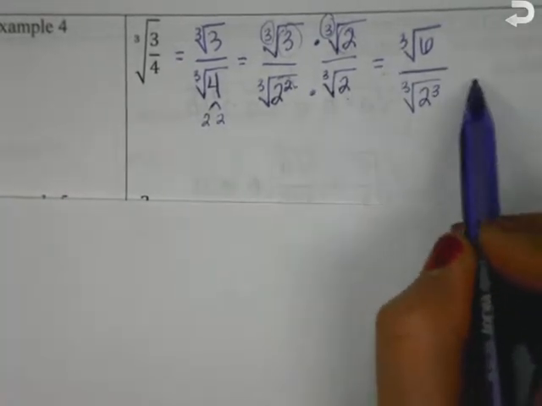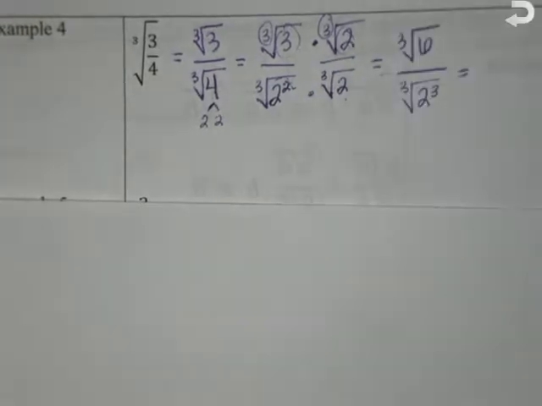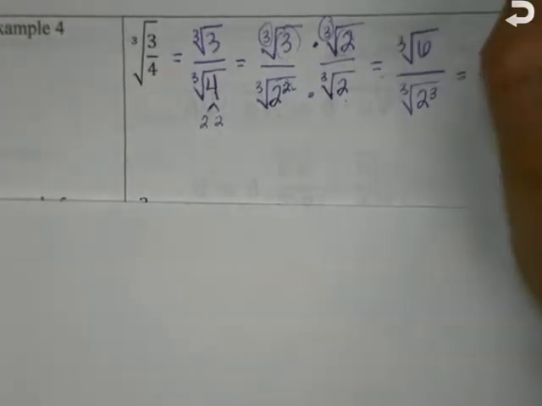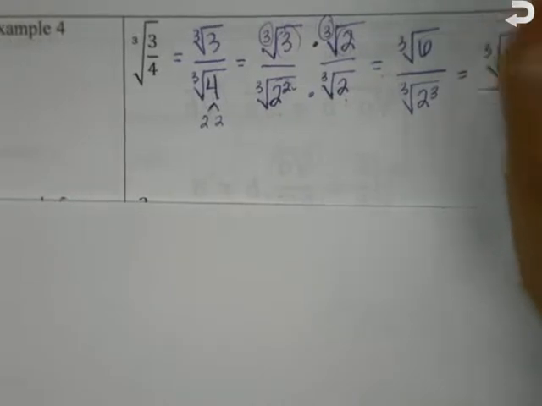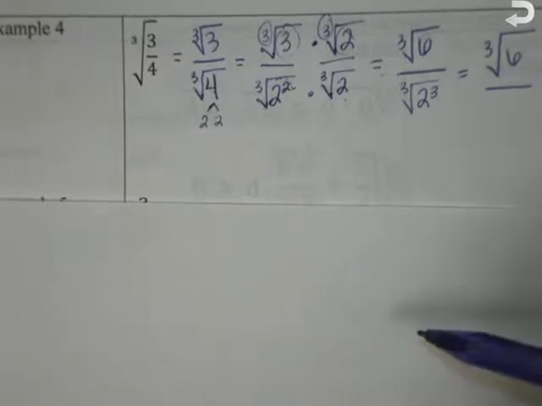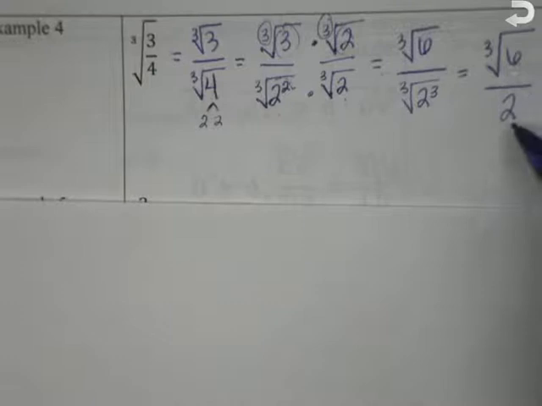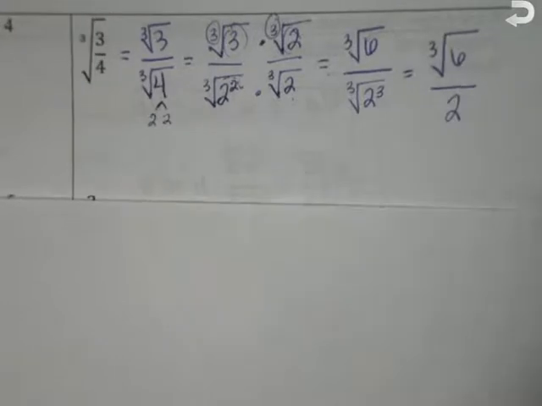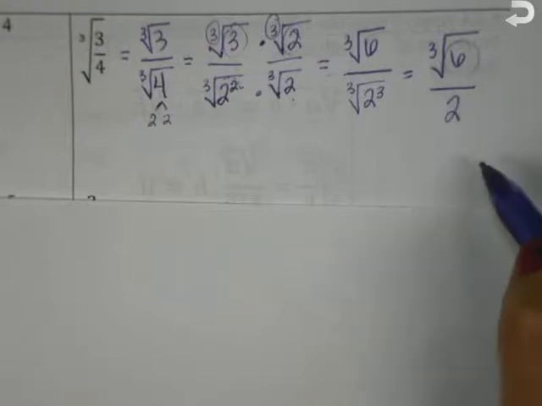Equals. Cube root of 6 can't simplify at all, so it is the cube root of 6 all over. What's the cube root of 2 to the third? 2. Can I reduce 6 and 2? No. 6 is inside the radical, so it cannot be reduced by 2. 2 is an integer, 6 is not. So this is our answer.